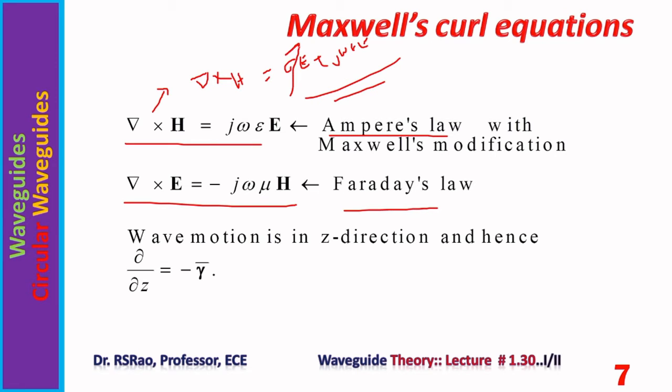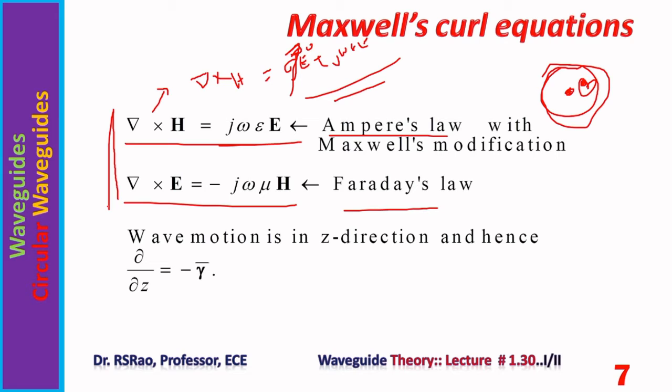But sigma E is 0. The reason is, this is the waveguide, and I want the field at a point in the hollow region. Conductivity in the hollow region is 0, so sigma is 0. Therefore, this part becomes 0, and you are left with only this. Next, we are going to expand these 2 equations to get 6 component equations.